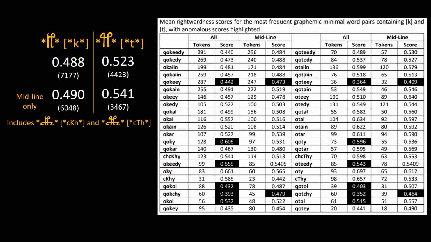If we compare specific word pairs, we find that the pairs with the highest total token counts follow this same pattern. There are 22 word pairs that alternate between k and t with 100 or more total tokens. Overall, the T word scores rightward on average from the K word in just 16 of these cases, about 73%. But that figure increases to 20 cases, about 91%, if we limit our analysis to midline tokens.